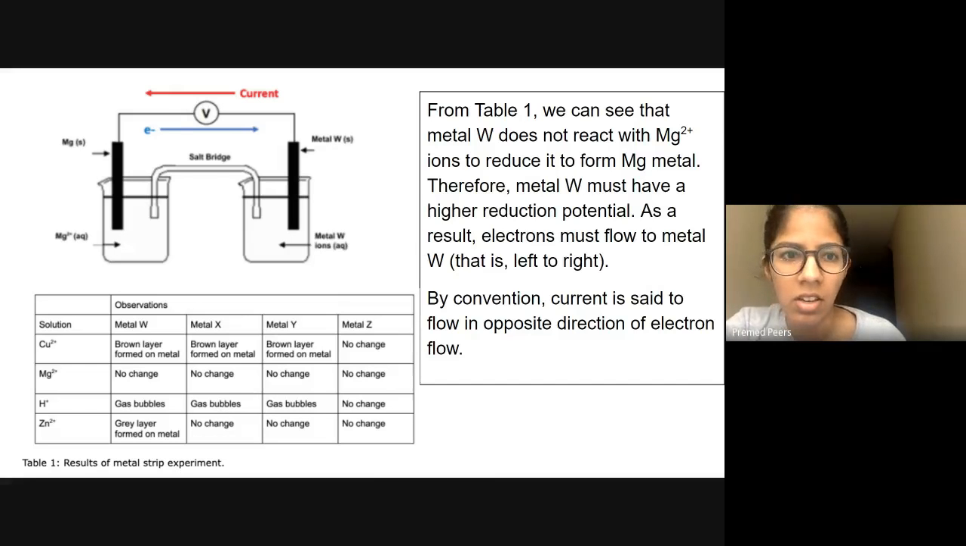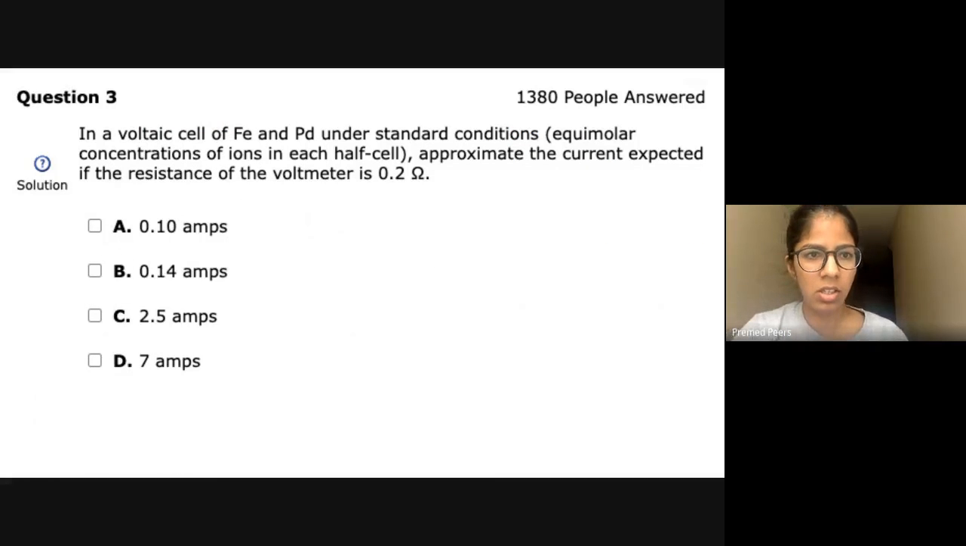Okay, great. Next question. In a voltaic cell of Fe and Pd under standard conditions, approximate the current expected if the resistance of the voltmeter is 0.2 ohms. If you have an answer, please put it in the chat.